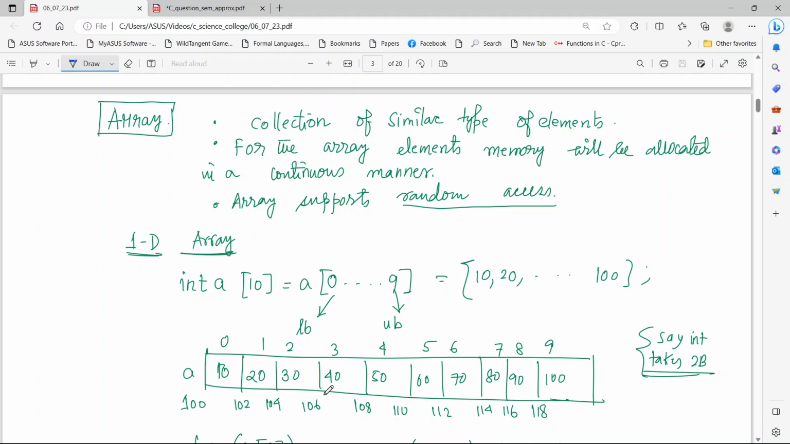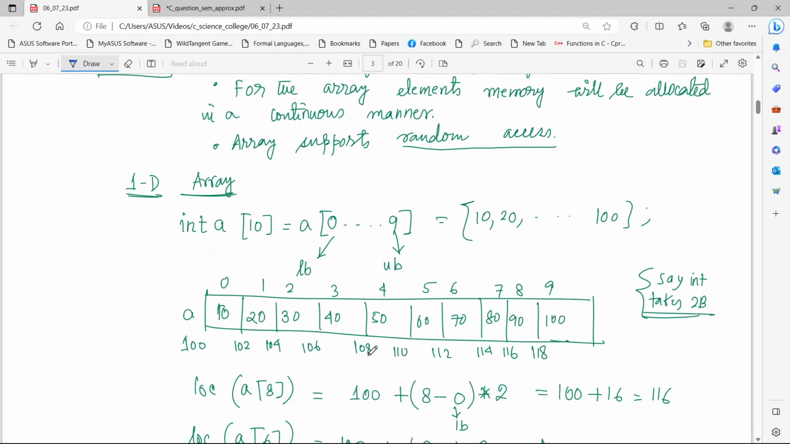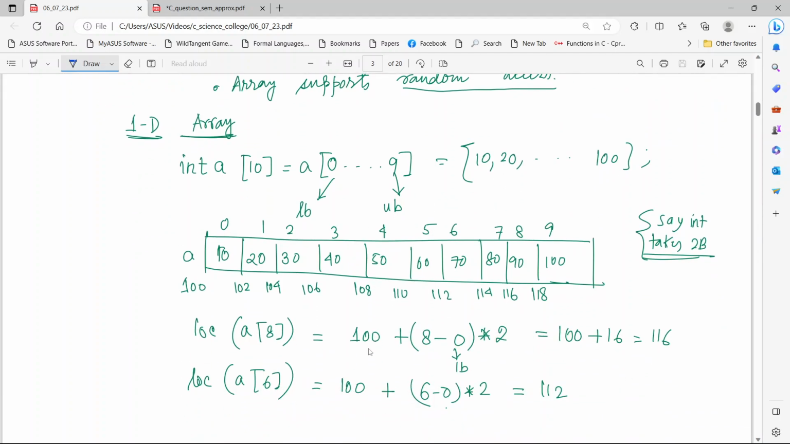So first, you already know about the array. That means this is a collection of similar type of elements, and for the array elements the memory will be allocated in a contiguous manner. Say an array is given like A 0 to 9, and the elements are 10, 20 to 100. This 0 is the lower bound and this is the upper bound. That means this is the index: the lower bound index starts from 0, and the upper bound goes up to 9.